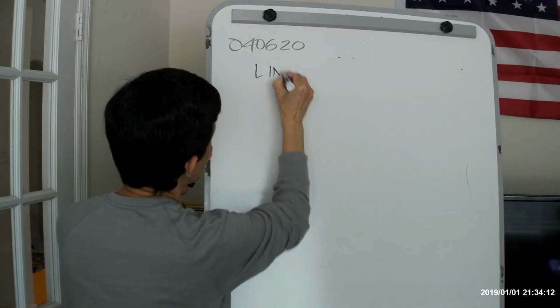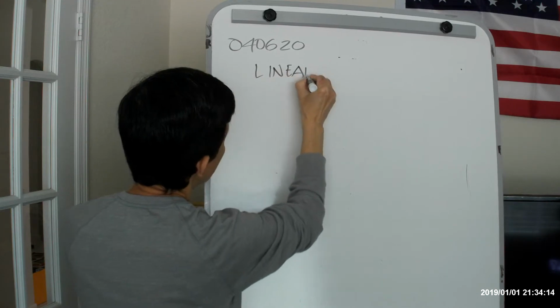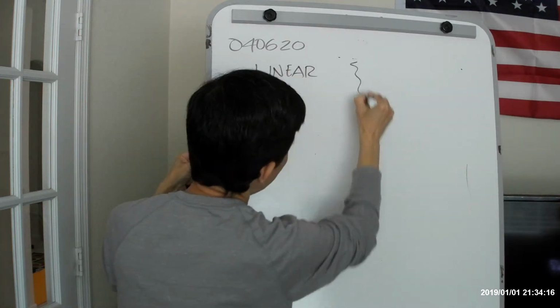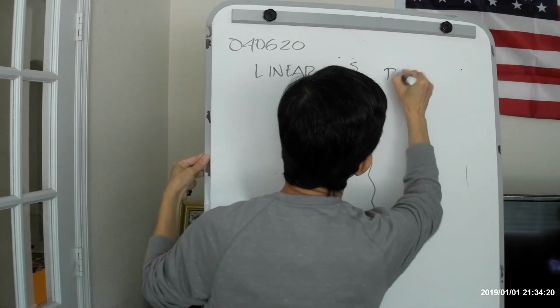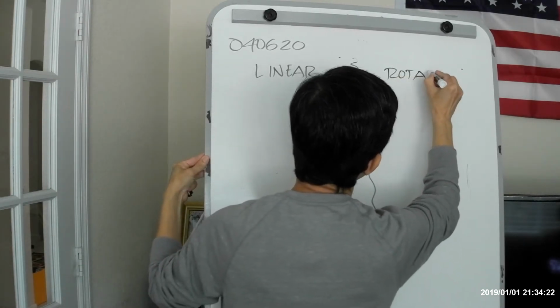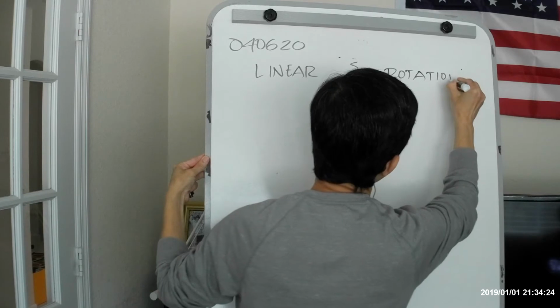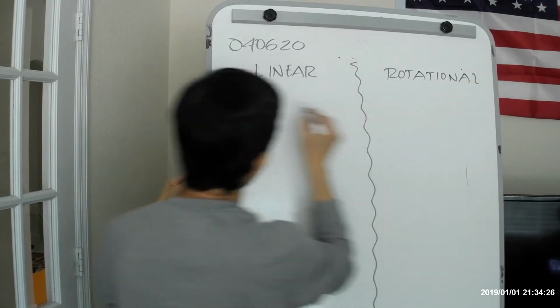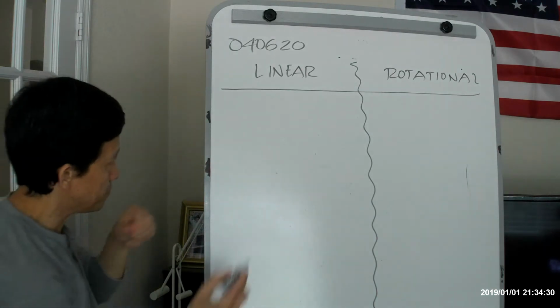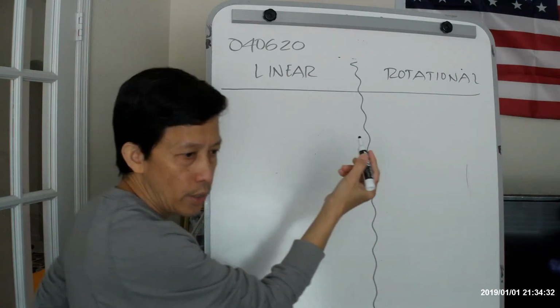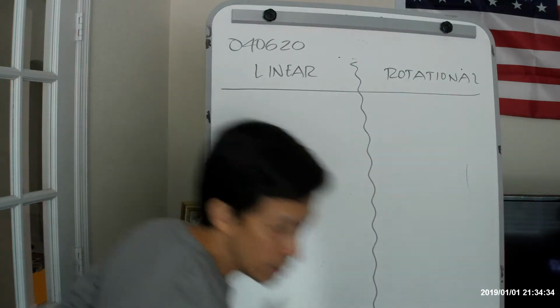So linear. Can you see this? Yeah? Then rotational. Okay. Alright, so let's do this. Now let's start.